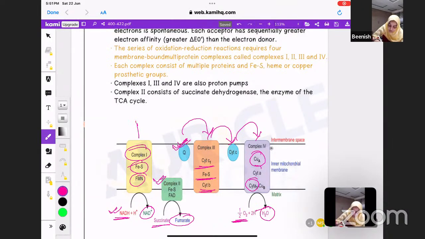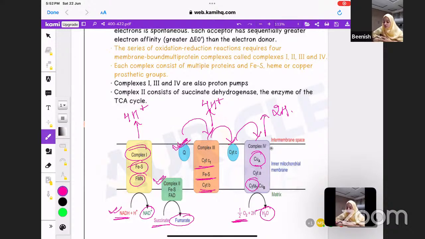And along with this, I also told you that complex 1 was pumping 4 protons from the matrix into the intermembrane space. Complex 2 was not acting as a proton pump. The energy released by the transfer at complex 3 was also utilized in pumping protons, and it pumped 4 protons, and complex 4 was pumping 2 protons. Because of this pumping of the protons from the matrix into the intermembrane space, a potential difference was generated. That potential difference is known as the proton motive force, and it was utilized in generating ATP.